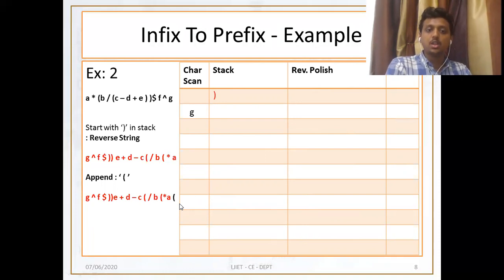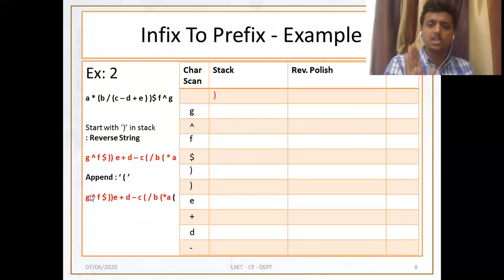Starts with A. Sorry, G. Starts with G. G is over here. Okay, start with G. Push it, push G. Before pushing it, I'm just writing each and every character in my table. G, caret, F, dollar, closing, E plus D minus. As per the screen limitations, I'm just writing this much of characters. We will see other characters later inside the screen.